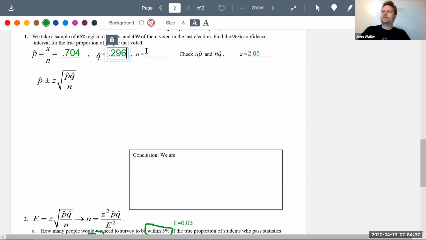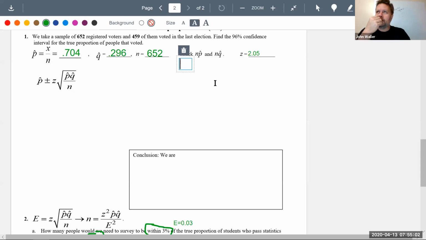What's n in this case? I think I made a semi-big deal out of this. What's n? Quincy's got the load today. 652. She's carrying all you guys. Sorry, Quincy.